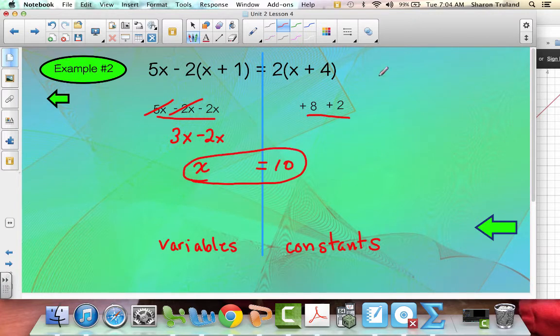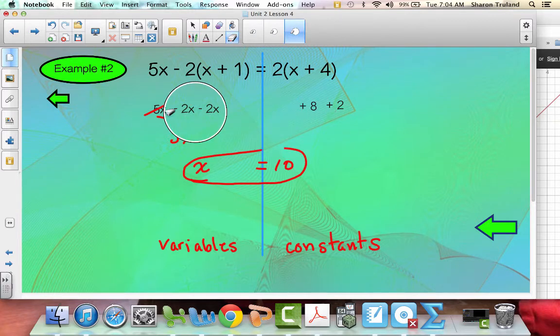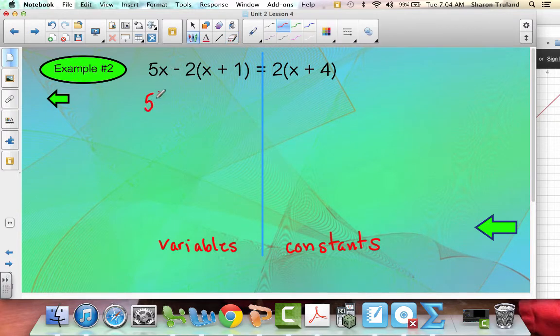All right, so now instead of checking this on Desmos, I'm going to check it by hand. So that means I'm going to put a 10 in every time I see an x. 5 times 10 minus 2 quantity. All right, there's an x. I got to put a 10 in there. Plus 1. And then over here, 2 times, oh, there's an x. I'm going to put a 10 in there.